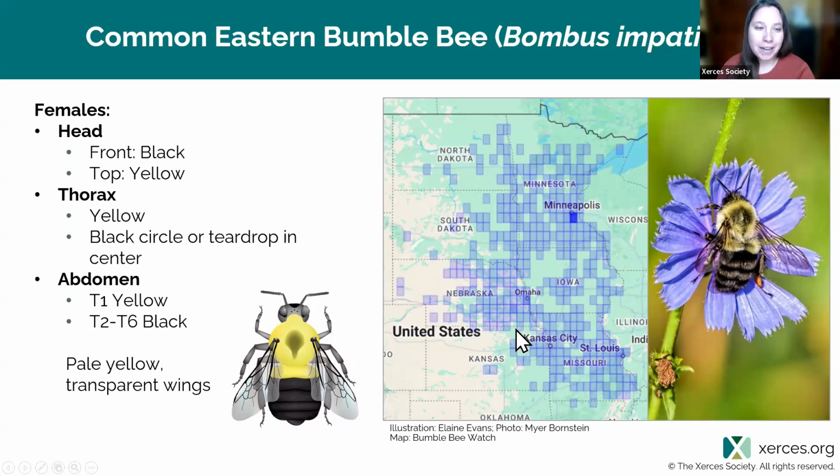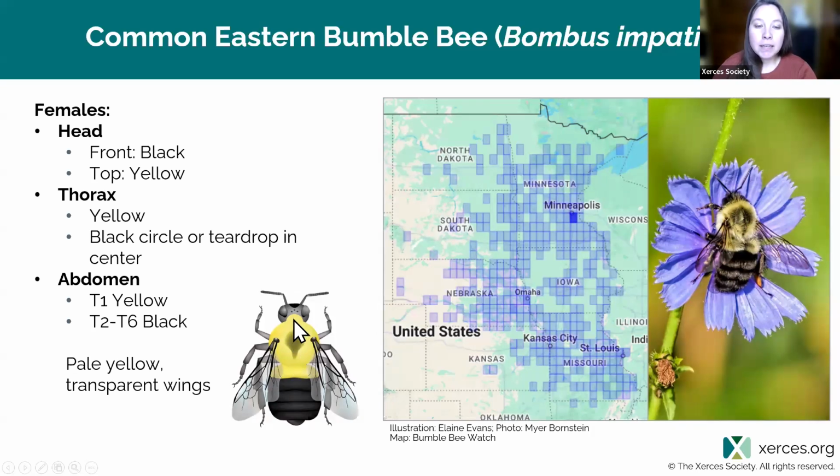Whenever I try to identify a bumblebee, I always like to work backwards. So the first thing I always look at is the bee's abdomen. For the common eastern bumblebee, their abdomen is mostly black, right? All of the tergites are completely black except for that first one, T1, which is yellow.